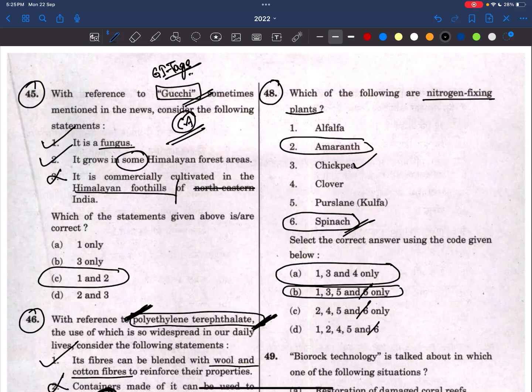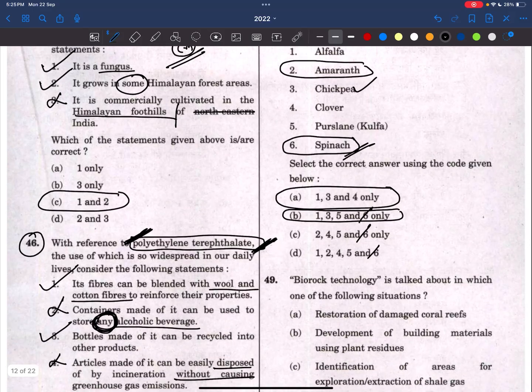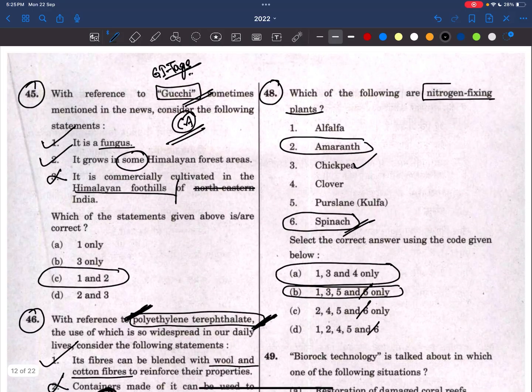You will remember, but I made this question mistake. That's why I'm telling you. I've taken spinach as also a nitrogen fixing plant. Right? Now see what is being asked. Many times we have seen questions on nitrogen fixing, even in 2025, 2024, I think so.